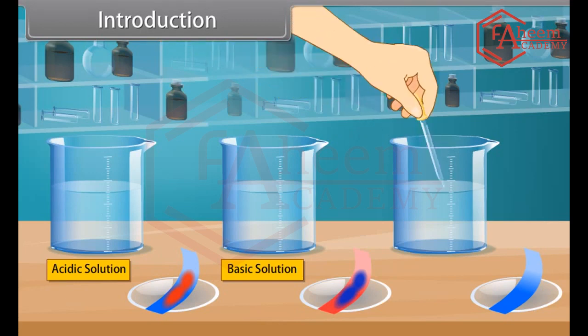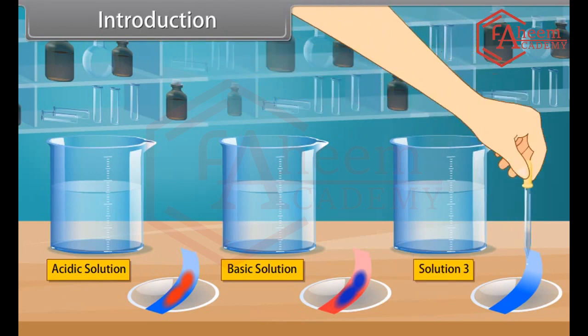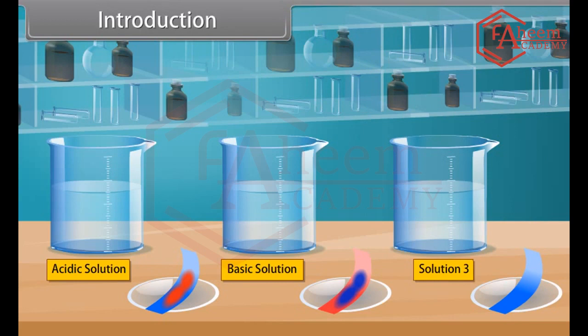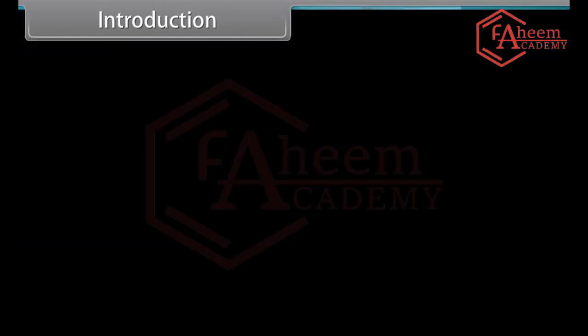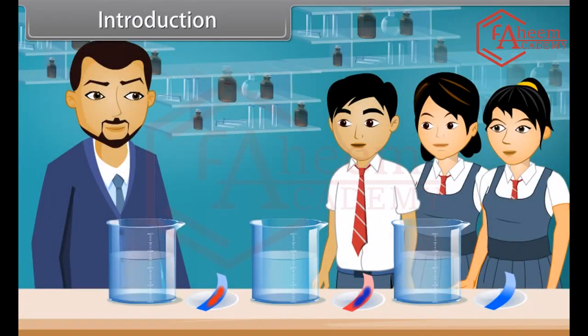It shows basic behavior. Finally, we test for solution 3. The color is not changing. It shows that this solution is neutral and we can say that solution is at equilibrium. Sir, what is equilibrium? Equilibrium is a condition when the number of moles of base becomes equal to number of moles of acid. Let's learn more about it.